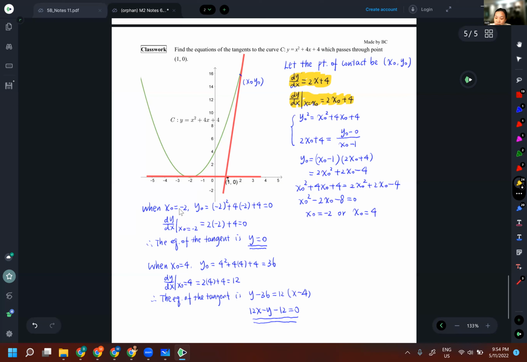And then how to present your answer. When x0 equals -2, what is the value of y? What is the value of the derivative, i.e. the slope? And what is the tangent equation? Also, for the other value, what is the value of y, what is the slope of the tangent, and what is the equation of the tangent? That's it.